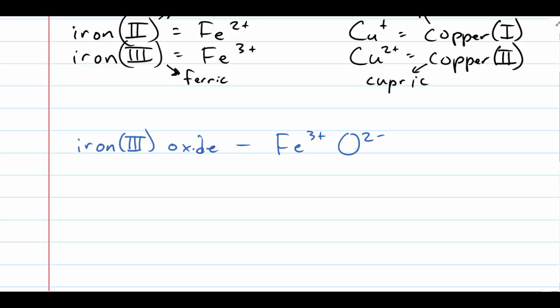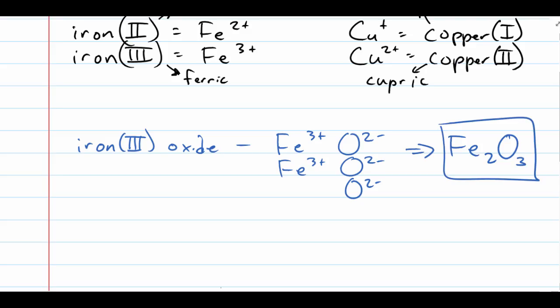Now what we need to do is balance charges. We have a 3 and a 2. The easiest way to do this is to find the least common multiple between 3 and 2, which is 6. So how many irons do we need all together to get 6 positives? And how many oxides do we need to get 6 negatives? 3 of them. So now our charges are balanced. When we write the formula, we write it as Fe2O3. And this then is a formula for iron 3 oxide.